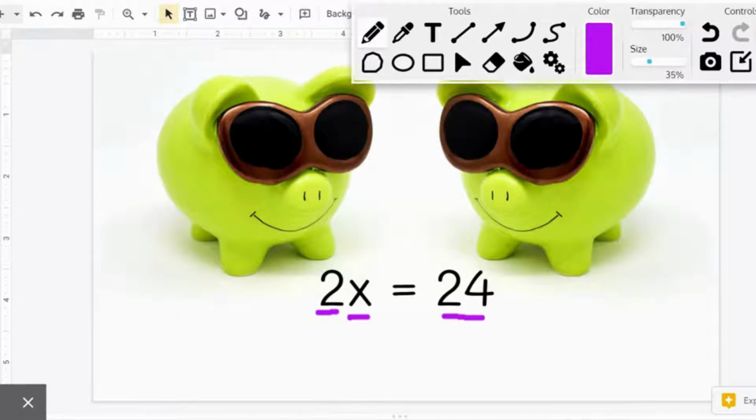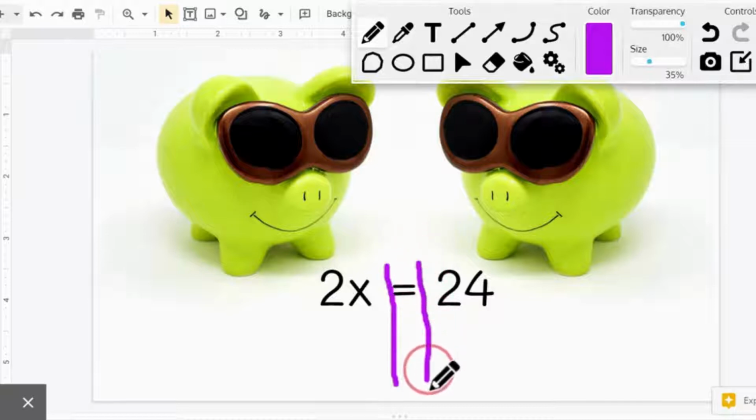If you have an answer, keep it in your head. We're going to show some work. So let's draw a balance. On the left-hand side, this says 2 times x. The inverse of times is divide, so we're going to divide both sides by 2.